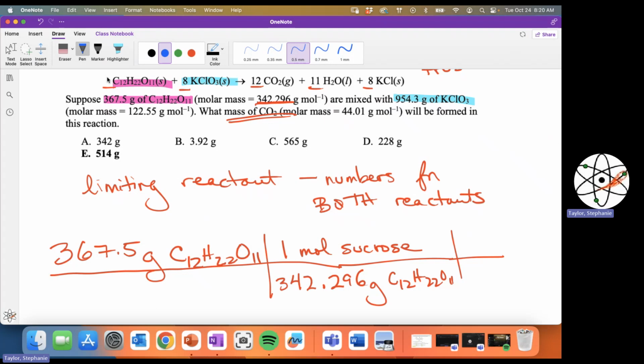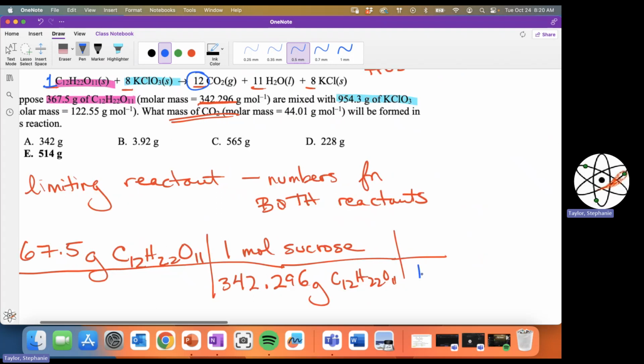I want carbon dioxide. So there's a little invisible 1 right here to go to my 12. So in 1 mole off of the balanced chemical equation of sucrose, there are 12 moles of carbon dioxide. Then, oh, I wasn't going to do it that way. I was actually just going to go not to 12. I was going to use reactions. That's what I do. So this whole thing is one reaction.